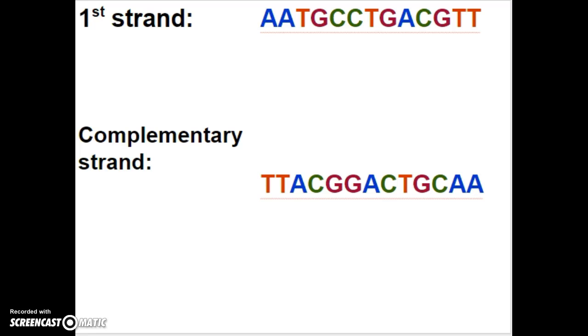This is why in a sample, the amount of adenine always equals the amount of thymine, and the amount of cytosine always equals the amount of guanine, because these are base pairs. So adenine and thymine are a base pair, and cytosine and guanine are a base pair.